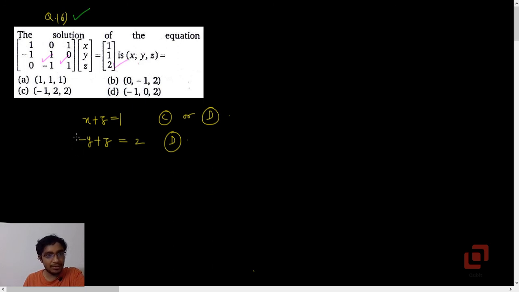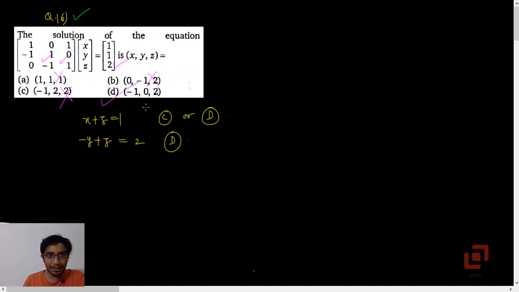Yes, so that is the first thing that I have used. Minus y plus z equal to 2, so clearly not A, where minus y plus z is 0. Same thing with C, minus y plus z is not 2. If you go to B, then minus y plus z is 3. So it is only in option D that minus y plus z is 2.